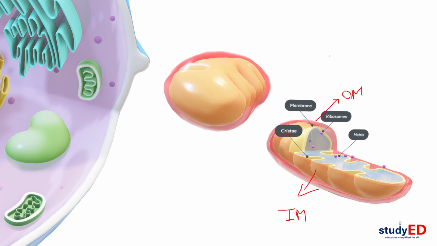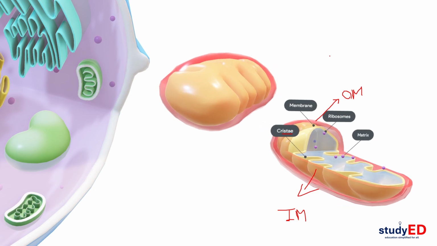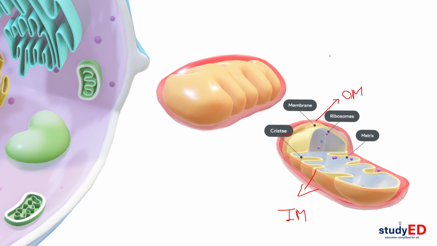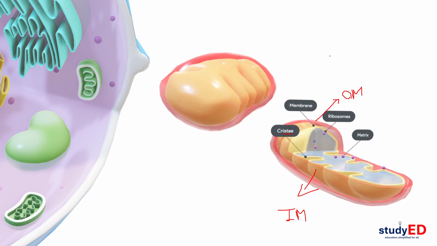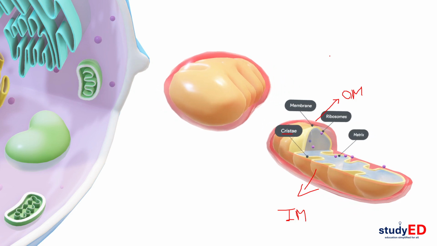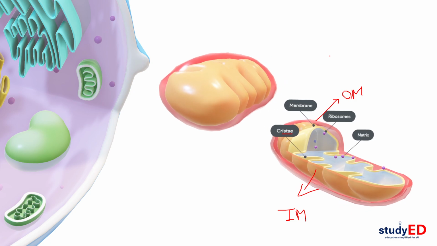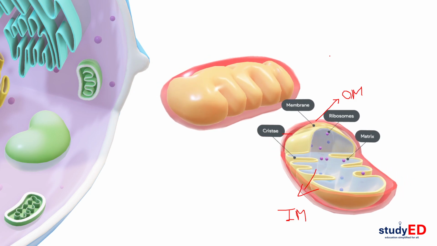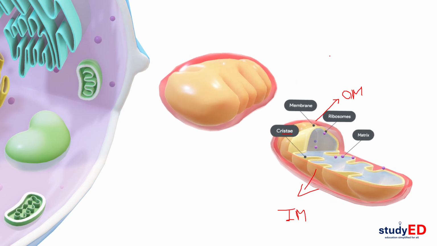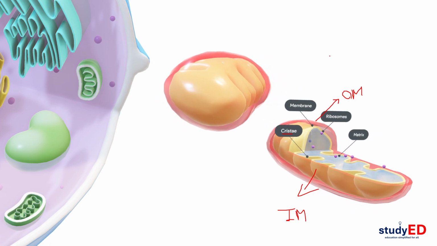Okay. Then matrix. Matrix is the fluid matrix inside, basically like a lumen inner covering. And this mitochondria is a semi-autonomous organelle. Do you know why? This mitochondria has its own DNA, its own ribosomes. It is capable of inbuilt protein manufacturing, and also sustaining by itself due to its own DNA. It has its own genetic information.